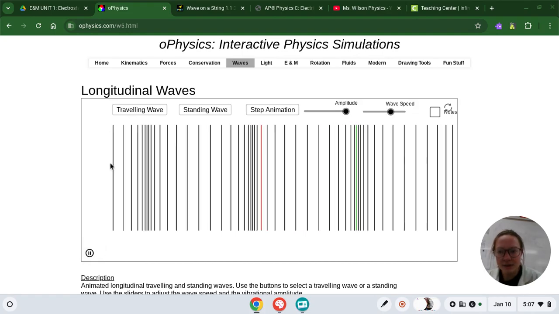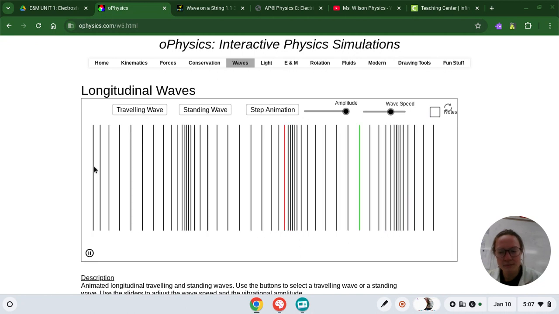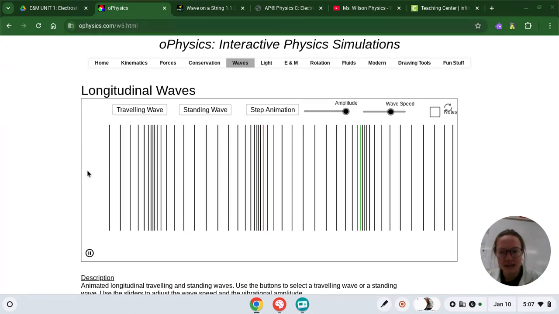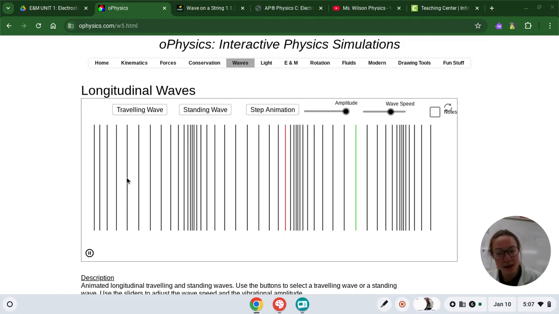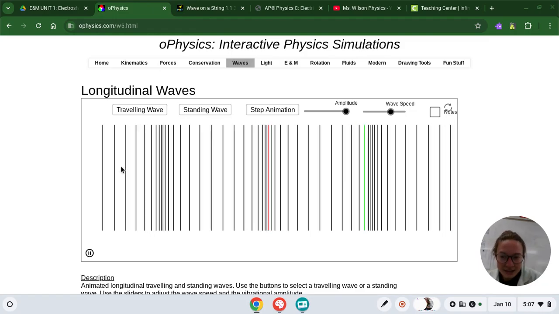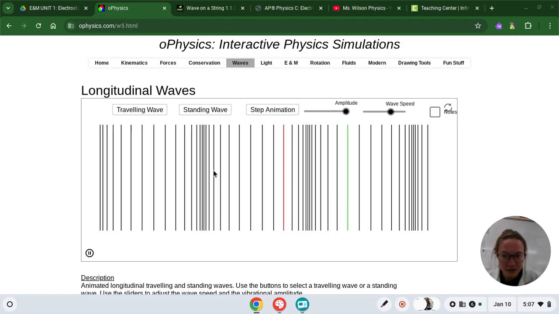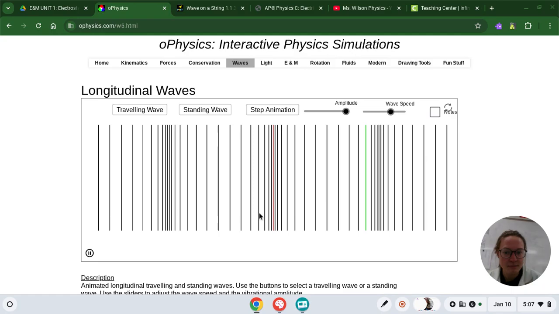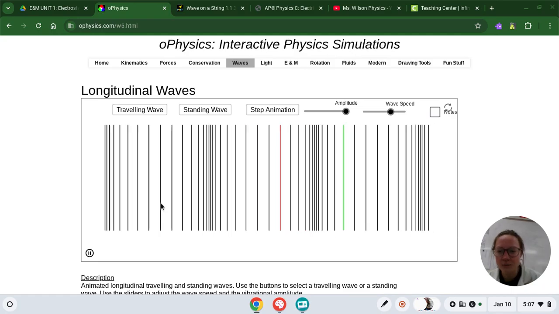What's going to happen, you can see that you have here some matter that is squishing and pulling back. It moves forward and then it moves back. When it moves forward, it squishes, it presses on the matter in front of it, and then that matter presses on the matter in front of it, which presses on the matter in front of it, and you get this little squish that travels all the way through.